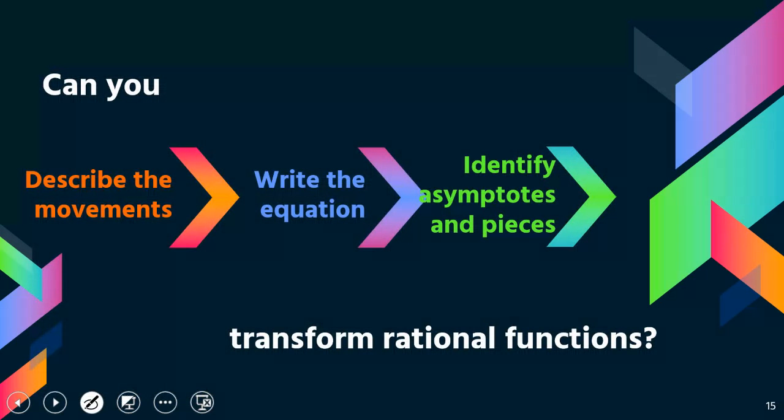So there's a couple different pieces here that you need to be able to do. Can you describe the different movements, either from a graph or from an equation? Can you write the equation? And can you identify the asymptotes and the different pieces in order to transform rational functions? I hope the answer is yes.